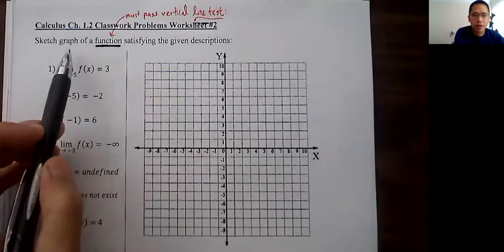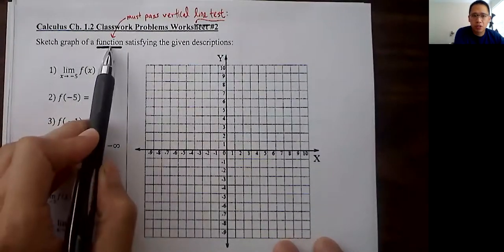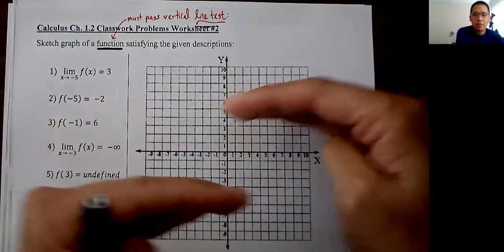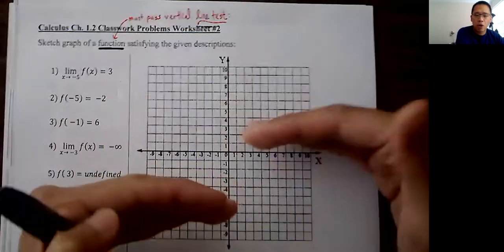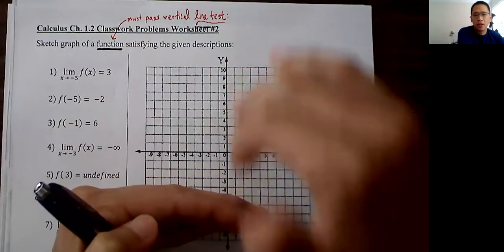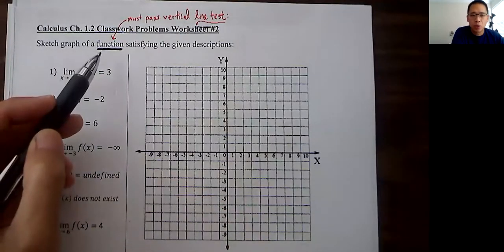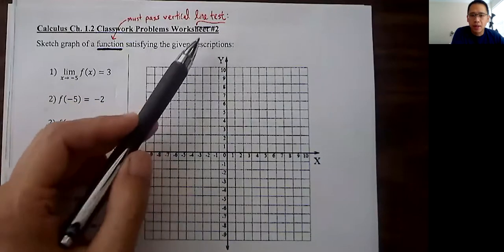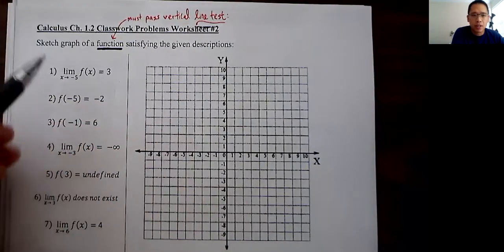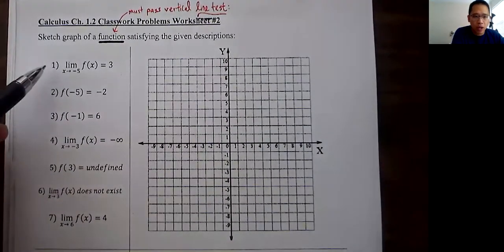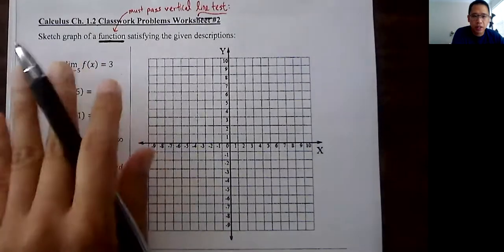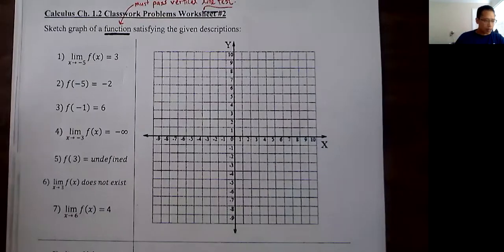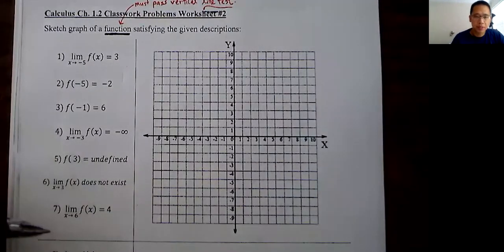Okay, we're going to sketch a graph, but it's not just going to be any graph, it's going to have to be a function. So we want to make sure that it passes the vertical line test, that we don't have any graphs overlapping each other and causing the graph to not be a function. So that's something we need to pay attention to. So let's look at these properties here and see if we can put this onto the graph in a way that is consistent with these properties.